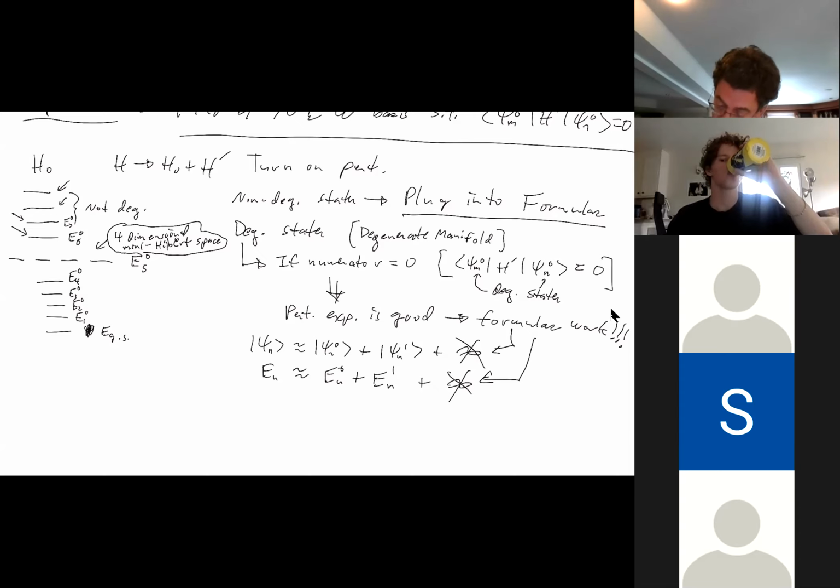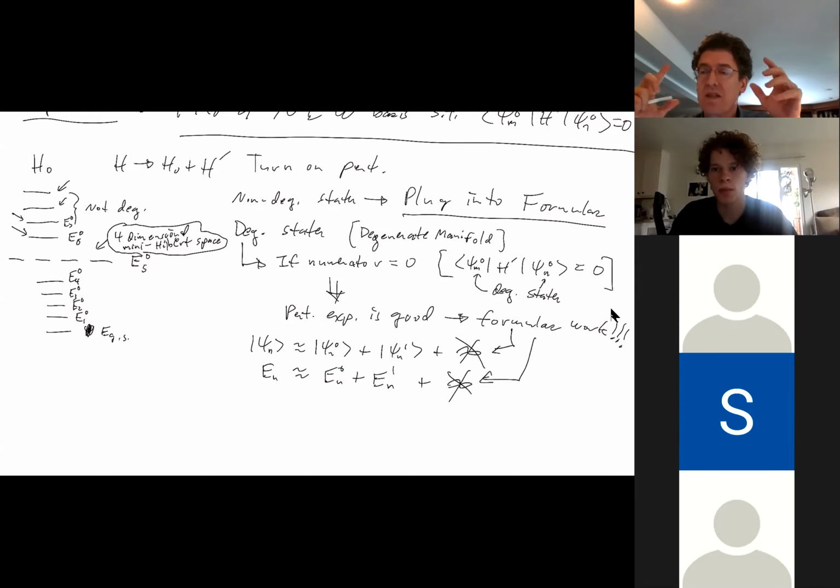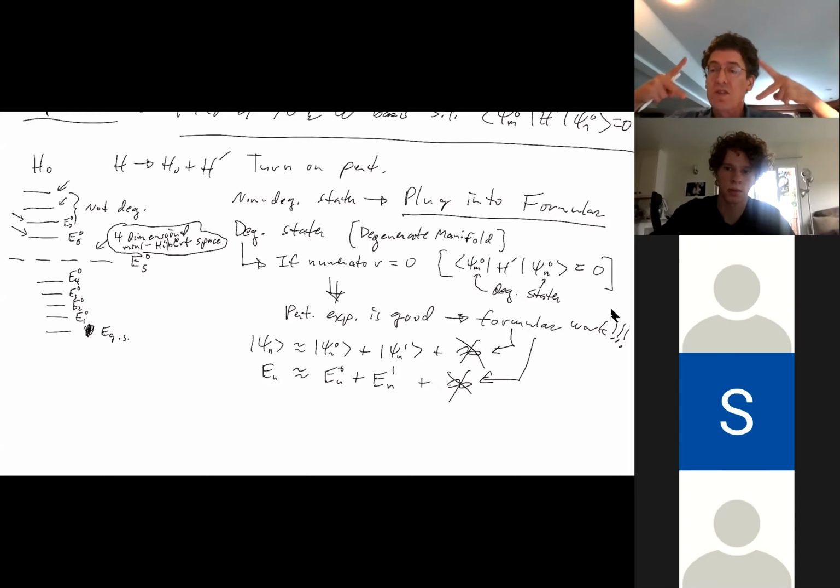Okay, but first I should say that when you're doing a physics problem and you're using perturbation theory and you have a degeneracy, what is the first thing that you should check? Well, I guess it's kind of a trick question. What I want you to say is the first thing you check is to see if these numerators equal 0 or not. That's the first thing to check.